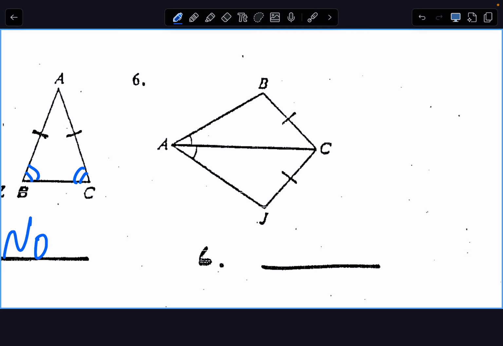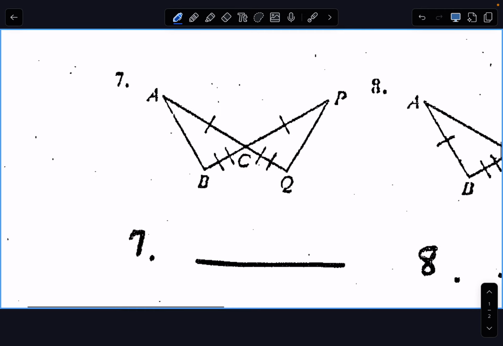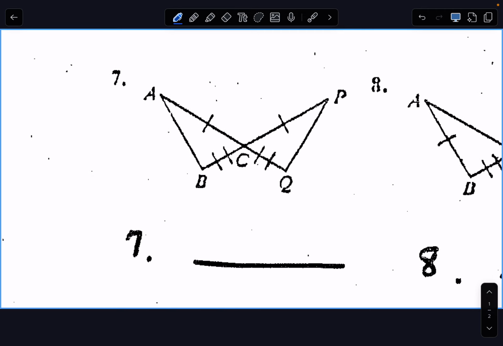Number 6. I know that we share a side, but are these congruent? No, we don't say bad words in math class. No. All right. Natalie, how are these 2 congruent?